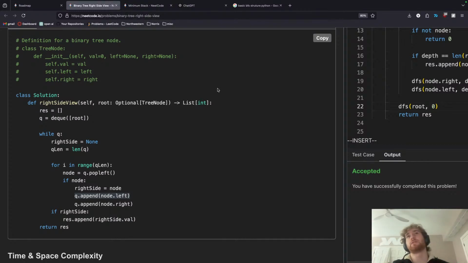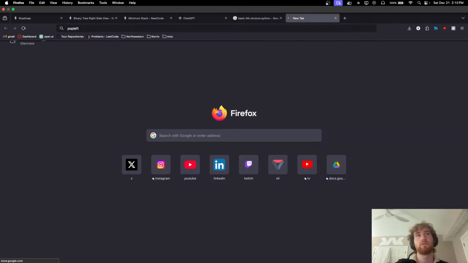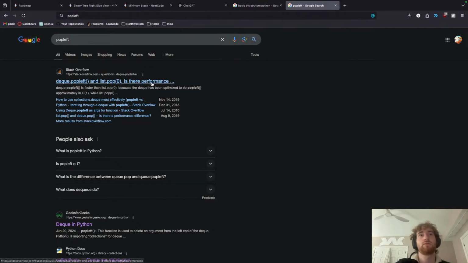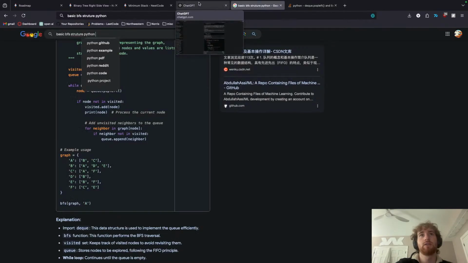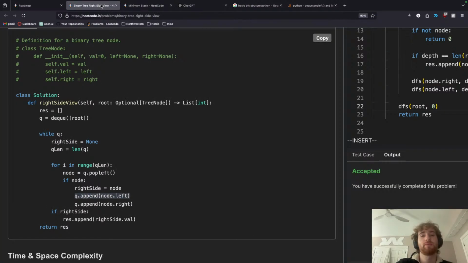What does pop left do again? Is that... So no, it is just the 0th one. Then why would it not give the leftmost? Because we're appending the left first. You know what I'm saying?